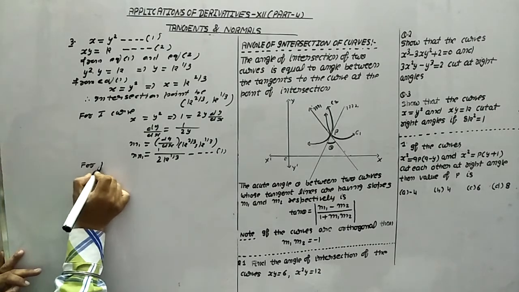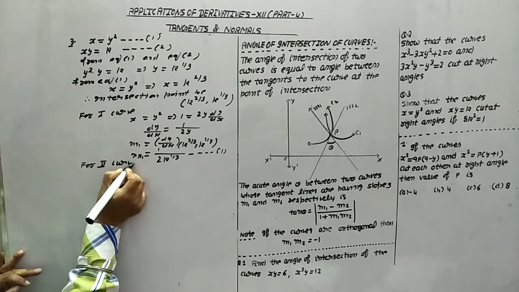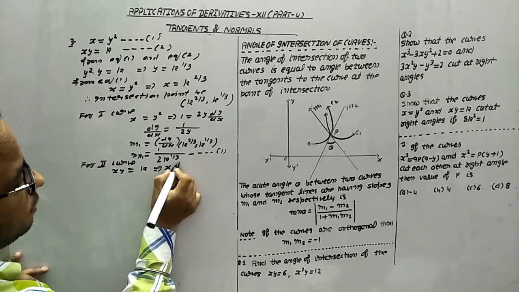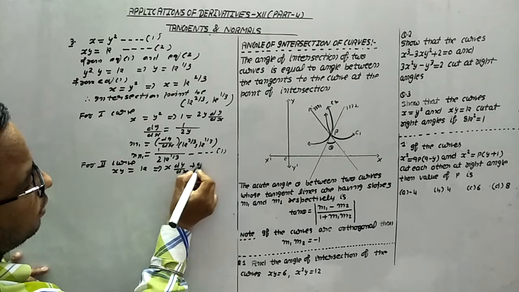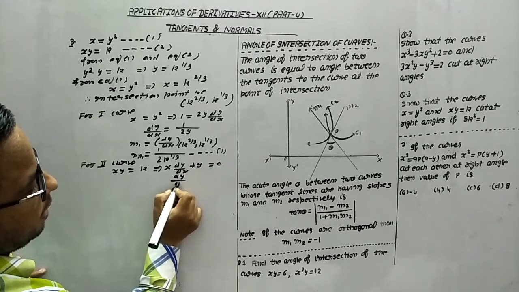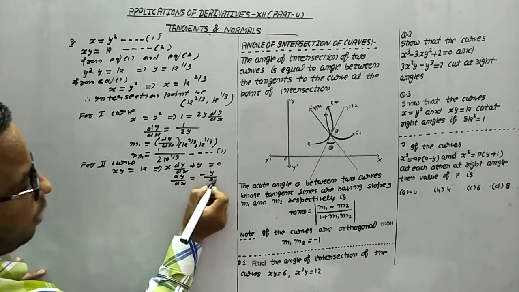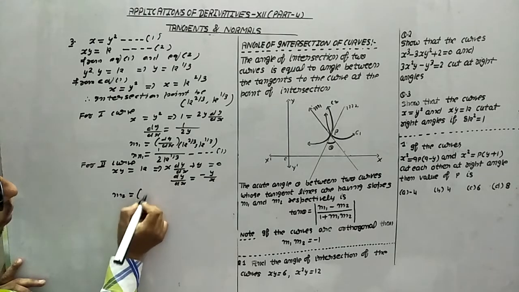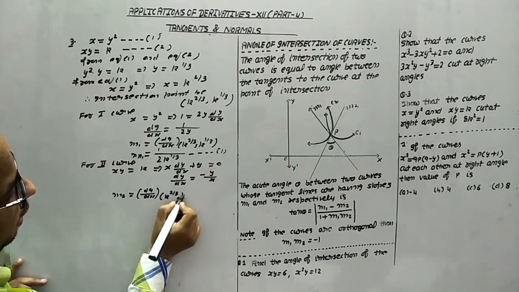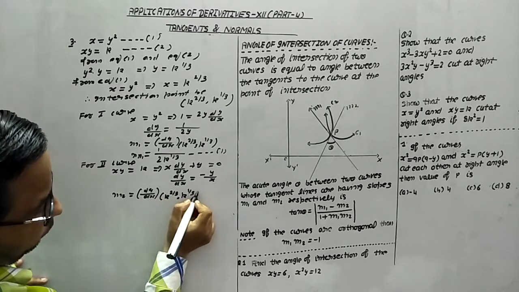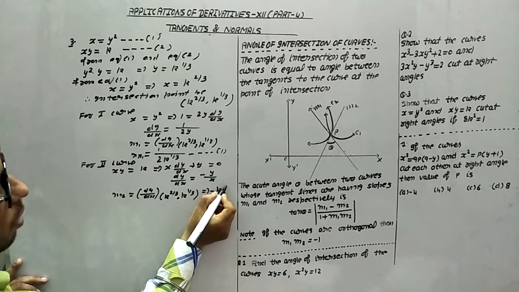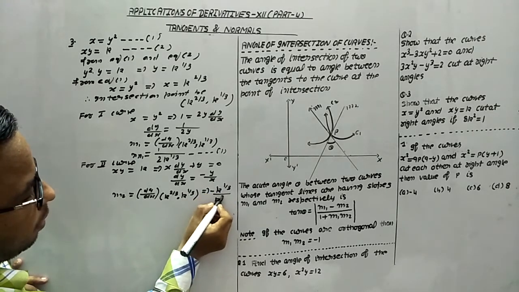Now for the second curve we have xy is equal to k. Differentiate with respect to x: x dy by dx plus y, as it is. The derivative of x is 1. It means dy by dx is equal to minus y upon x. It means m2 is equal to dy by dx at the point k raised to power 2 by 3 and k raised to power 1 by 3. Now this becomes minus k raised to power 1 by 3 over k raised to power 2 by 3.